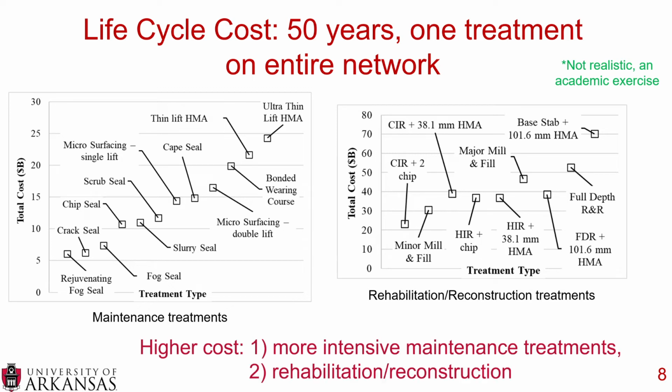So the two main takeaways from these graphs are you have higher costs with more intensive maintenance treatments, so the hot mix based treatments or the treatments with aggregates, and you have higher costs when you do rehabilitation and reconstruction versus maintenance. And I don't think anyone would argue with these numbers. Roadresource.org uses national level cost averages and national level treatment life averages. So these may change based on your region, but in general, these are the trends that people see. More invasive maintenance treatments are more expensive, and rehabilitation and reconstruction is more expensive than maintenance.